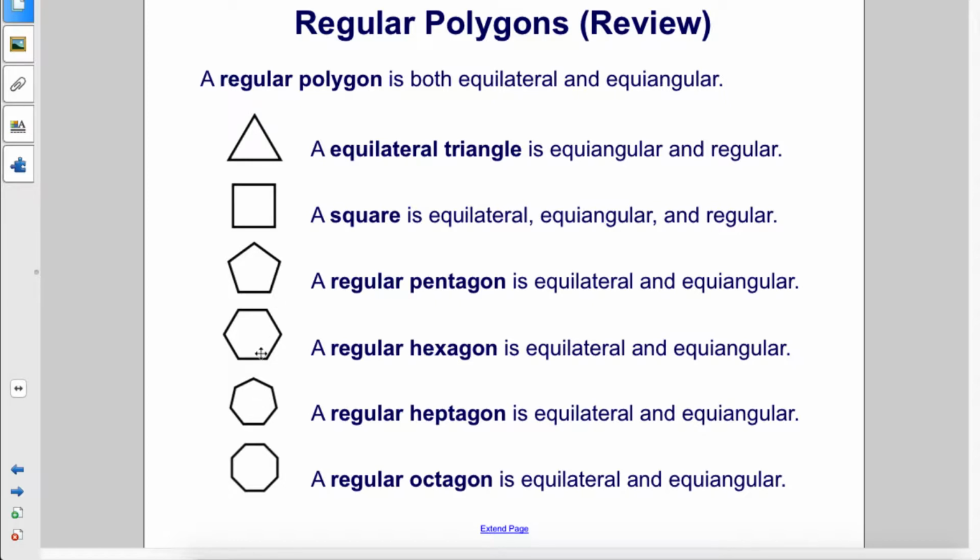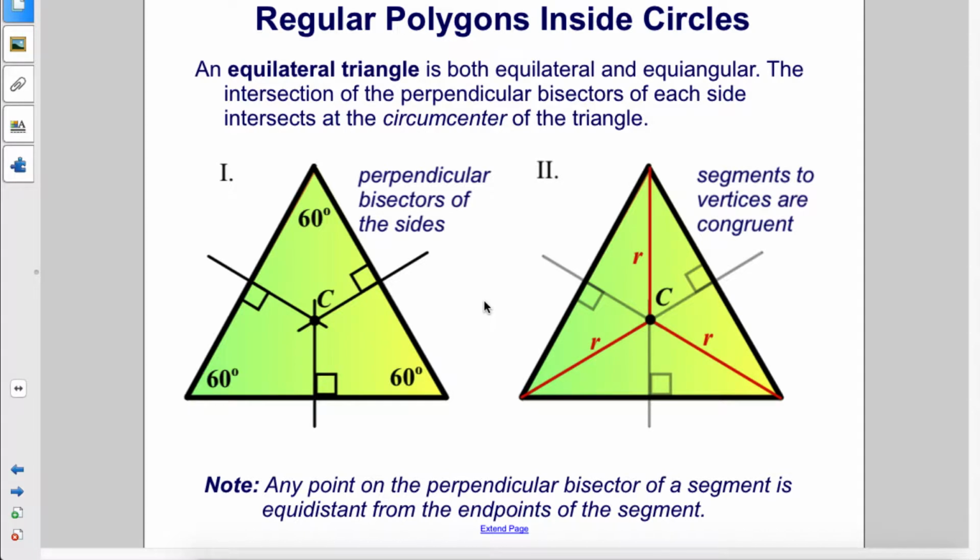A regular hexagon is equilateral and equiangular. A regular heptagon is equilateral and equiangular. A regular octagon is equilateral and equiangular. An equilateral triangle is both equilateral and equiangular.